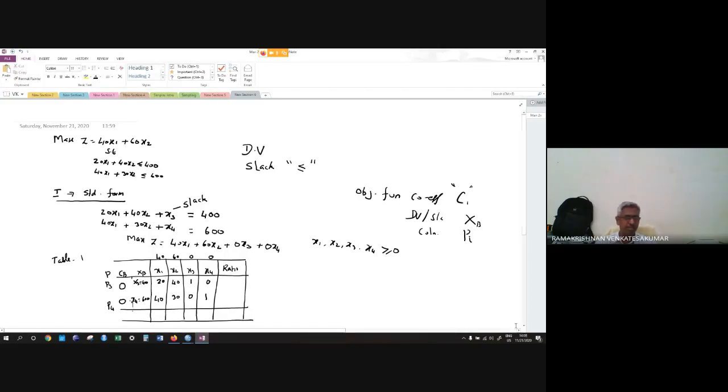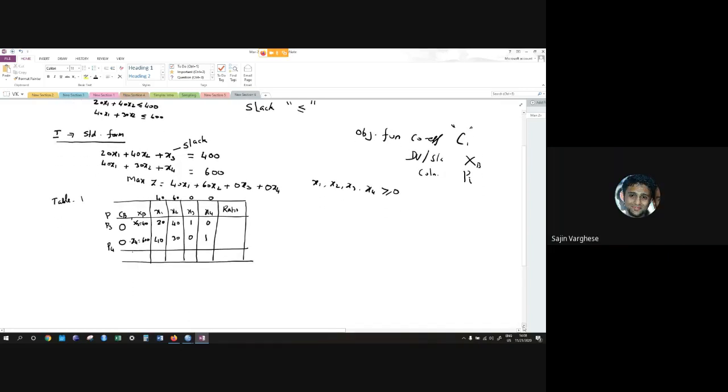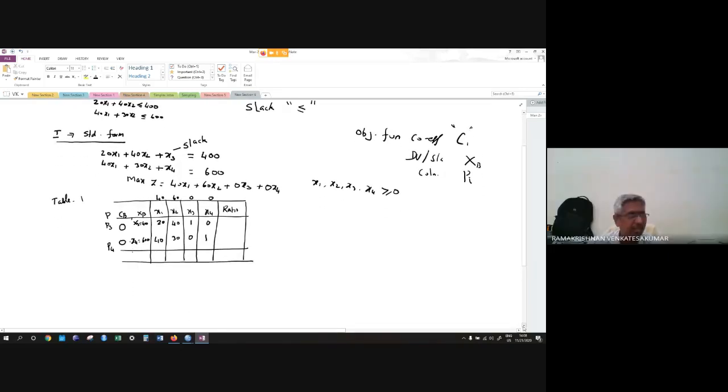Is it clear? Any clarification up to this? No, sir, clear. The next one, we are going to compute something called the net evaluation. Mathematically, this is called the net evaluation. Net evaluation is nothing but opportunity cost. So we are going to compute the opportunity cost for product one, for product two, for the variable x3, and for x4.